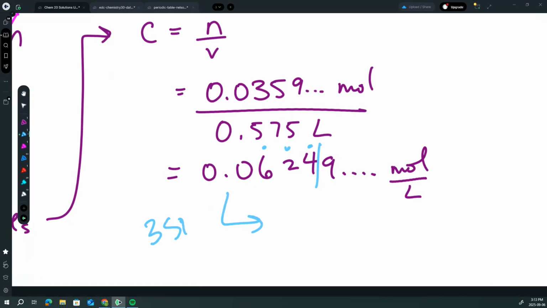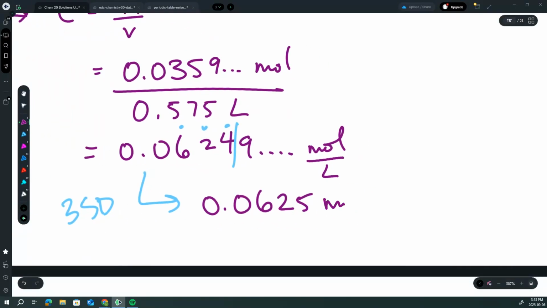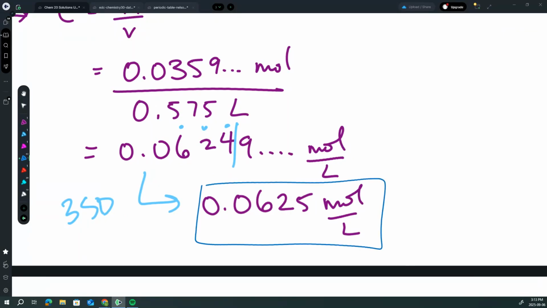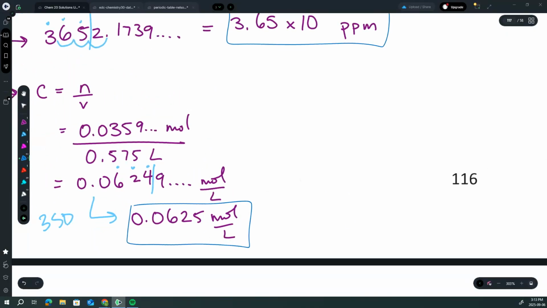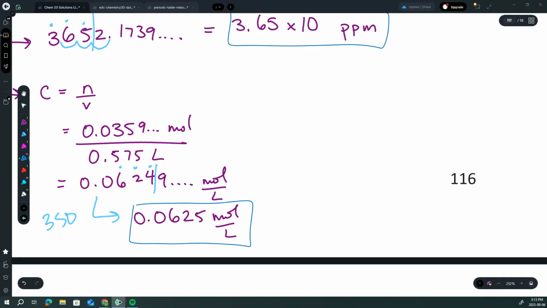So 3 sig digs. So this is going to be 0.0625, and that's moles per liter. Now, if you wanted to put this in scientific notation, you absolutely can, just to humor that thought here. You don't have to do this. This has the correct amount of sig digs.